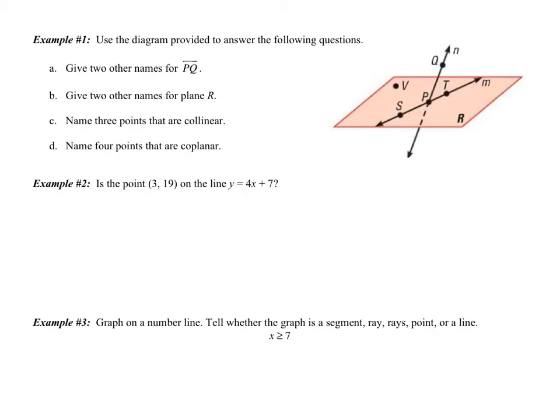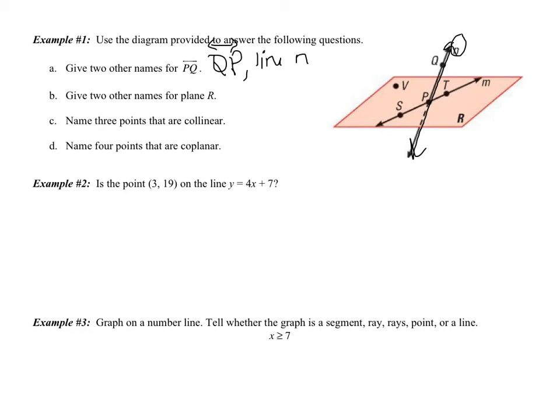Okay, so here's example 1. It has this figure at the right. Example 1 says use the diagram provided to answer the following questions. Part A says give 2 other names for line PQ. We know this is a line because there's 2 little arrows over the top. So we're talking about line PQ, this line right here. So it's asking for 2 other names. One name would be QP with a line over the top. Remember, I just have to pick 2 points. You can also name a line using a little lowercase letter. So we can see right up here we have little n. So I could also say line n. We don't put a line over the top, we just write n.